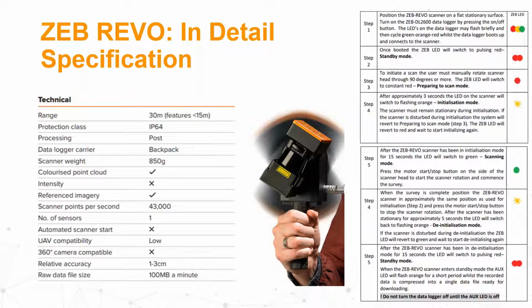The system also has the highest IP64, which means that it's most suitable for harsh environments like mines where you have dust or more humidity. System can capture up to 43,000 points per second, and resulting point cloud has 1 to 3 centimeters of relative accuracy. The quick guide on the right comes with every system and is also in the user guide.